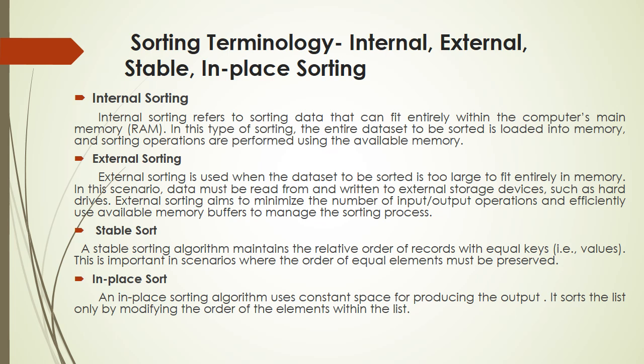In-place sort. In-place sorting algorithms use constant space for producing the output. It sorts the list only by modifying the order of elements within the list. Selection, bubble, insertion, all these are in-place sorting, as they do not use any additional space for sorting the list. A typical implementation of merge sort is not an in-place sort.